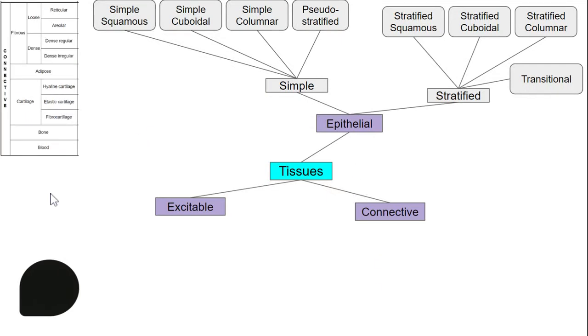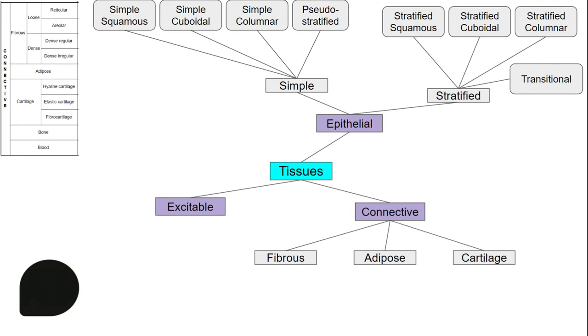The next part, I'm just going to switch it out for connective over here to remind you of the categories we talked about last time. So let's add those in, branching off of connective. So we talked about fibrous connective tissue, adipose, cartilage, blood, and bone. So take a moment to draw those in.